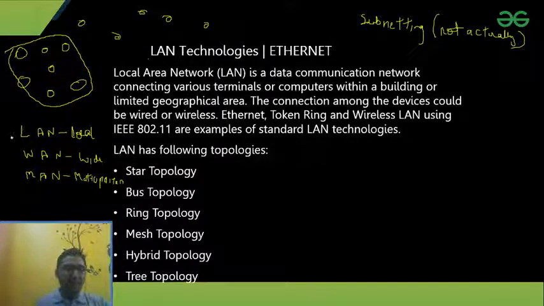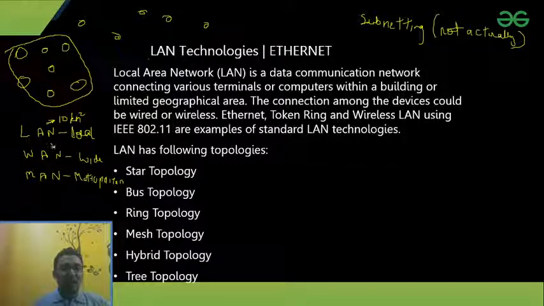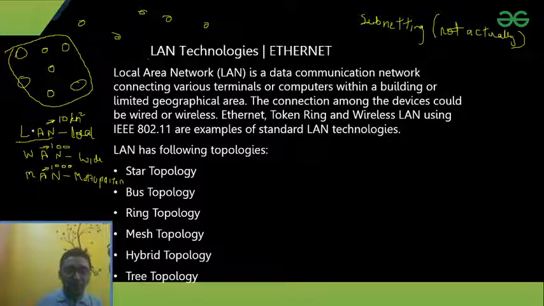So for LAN, there is some limit. I think a LAN is around 10 kilometers square. The network which is up to that size is called a LAN, and WAN is around 100, and MAN is around 1000. I'm not sure about these figures, you can check about it from our website. But the main thing is that LAN is a group of systems connected with each other that form a network, a local area network. So we will be studying about LAN.